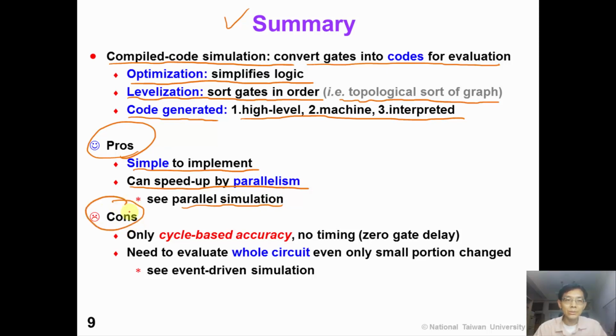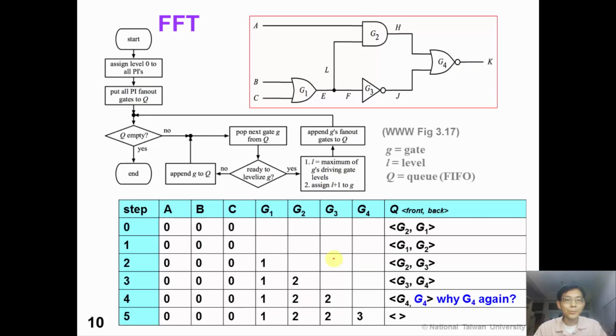However, compiled code simulation is not perfect. Compiled code simulation provides only cycle-based accuracy. That means it does not provide any timing information. It assumes zero gate delay model. The second problem is that we need to evaluate the whole circuit, even if only a small portion of the circuit has been changed. This problem can be fixed by event-driven simulation. Please see our next video.